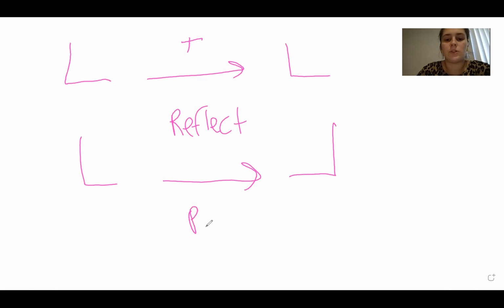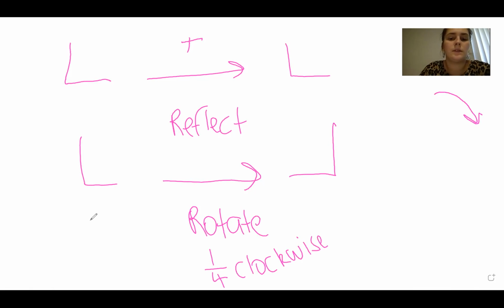The next action I want you to do with your L is to rotate it, and we're going to rotate it 1/4 clockwise. So remember, clockwise means going around the clock this way. So here's my L. I want you to rotate it 1/4 clockwise, which would give you something like this. Okay, hopefully that's starting to make a bit more sense. It's okay if it's not. On the next slide, there are a lot more questions for you to practice with.